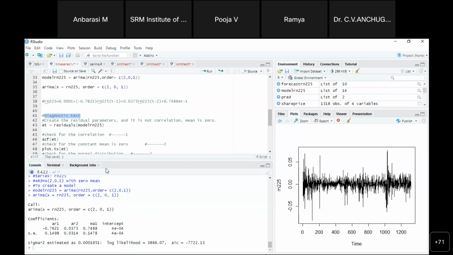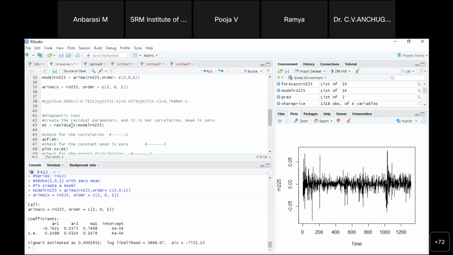Okay, so here we will try to create a residual parameter and check whether the mean value is 0, whether there is any correlation, and we will check the histogram also. If I want to check for the correlation, we will use this particular function, ACF of ET. Using this function, we will check whether there is any correlation or not.